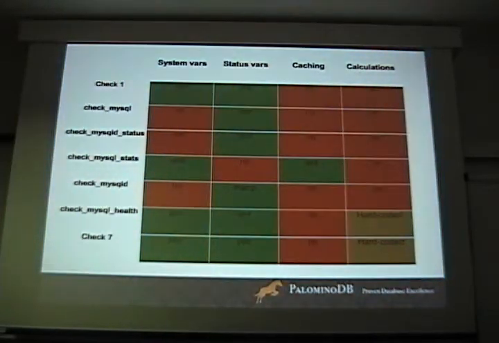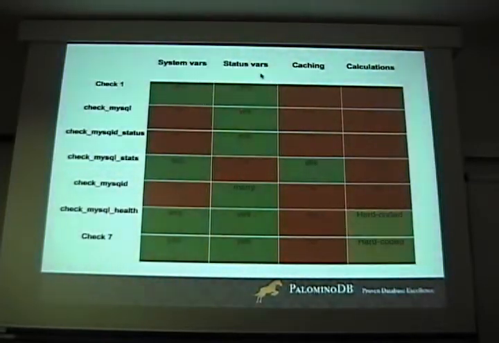It was very important to have this caching so that if you wanted to check 10 different calculations, you're not connecting 10 times. Because then you're going to kill your database with all the connections, and if things start to get a little slow, then it's going to make it worse.